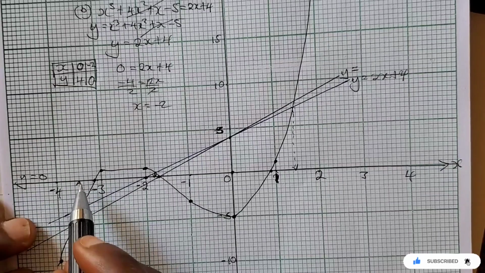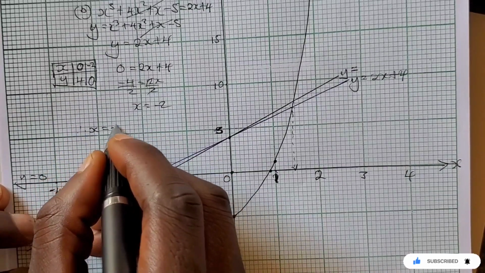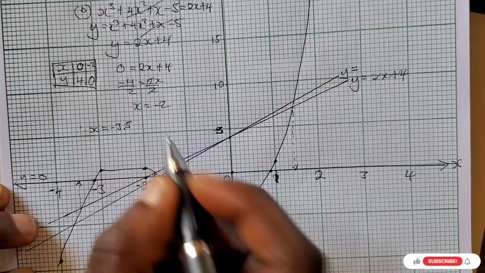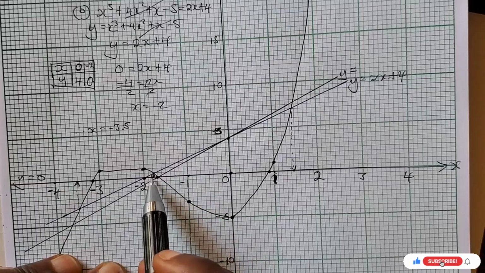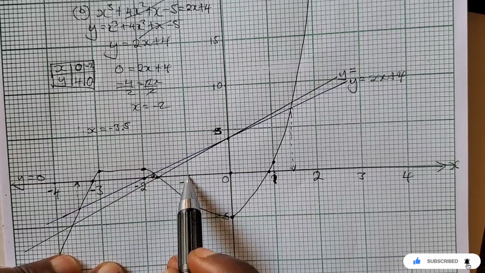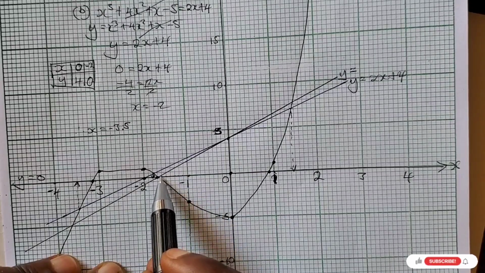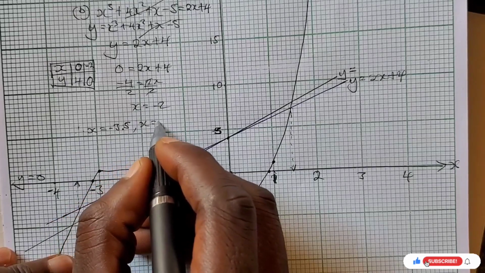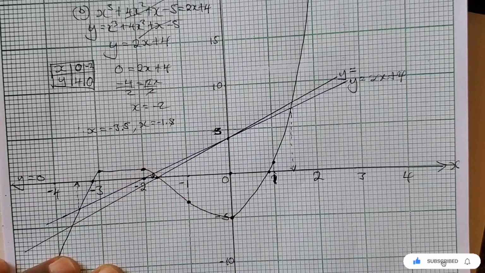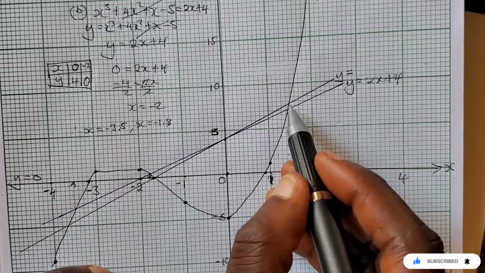So negative 3.5. So final answers here, therefore, x is equals to negative 3.5. Where else? We have this one, eh? Okay, so this is negative 1.8, right? Yes. Because this is negative 1. 1.1, 1.2, 1.3, 1.4, 1.5, 1.6, 1.7, 1.8. So x is equals to negative 1.8. Okay?